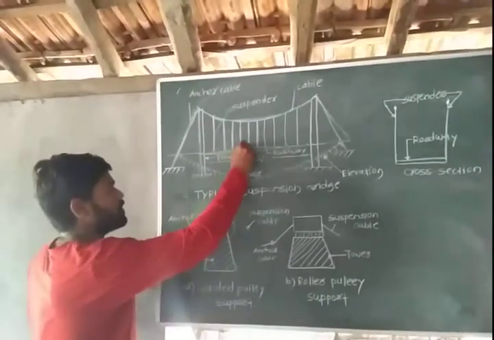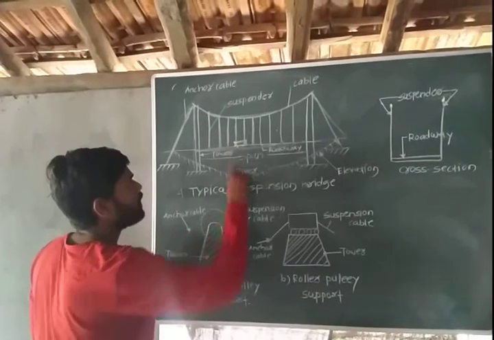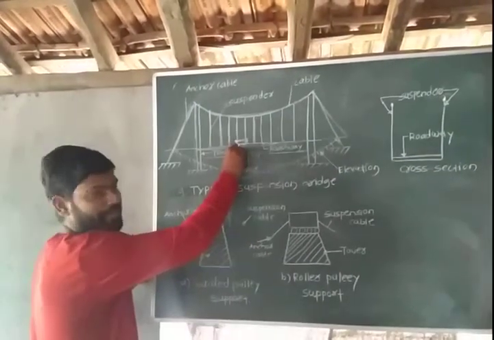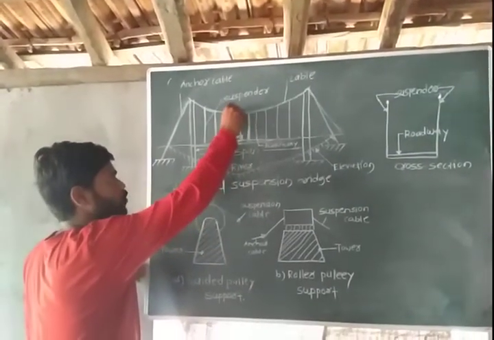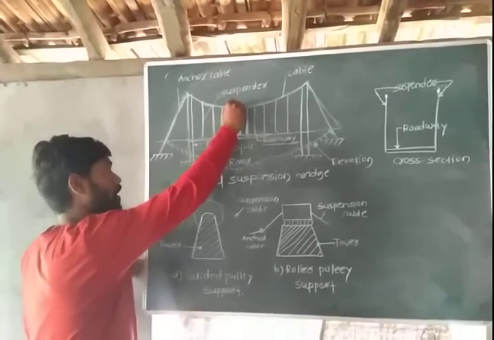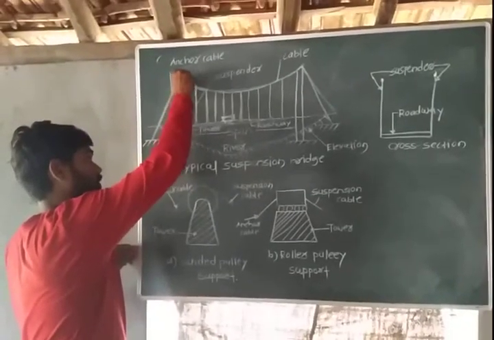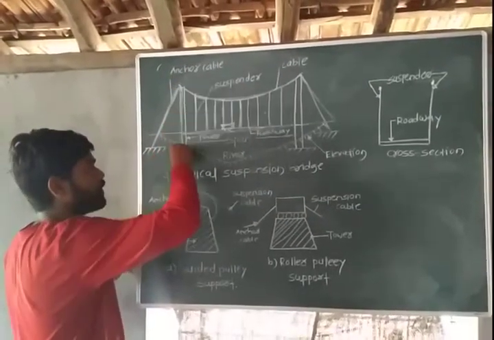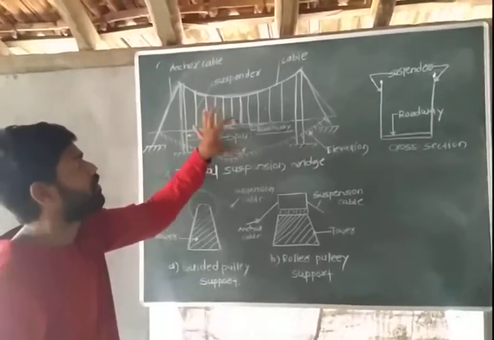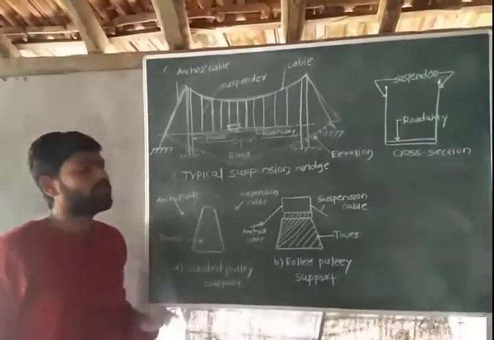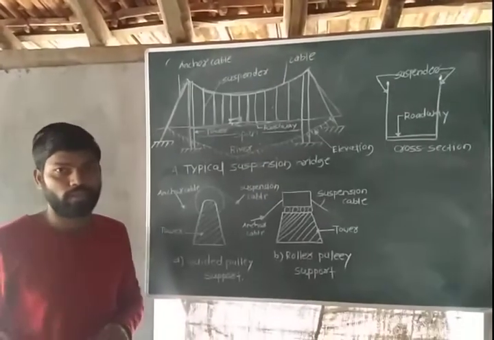Okay, now how does the load transfer take place in this case? See, suppose this is the vehicle on the roadway. So vehicle transfers the load to the roadway, then from roadway the load will be taken to the suspender, then suspender will transfer the load to the main suspension cable, and then this cable will transfer the load to the main tower and anchor cable. Okay, this will be the actual load transfer in the suspension bridge. Now the main or very popular example of the suspension bridge is Lakshman Jhula at Rishikesh.